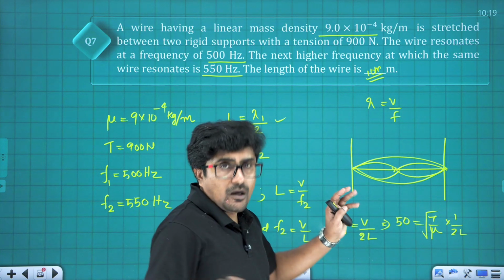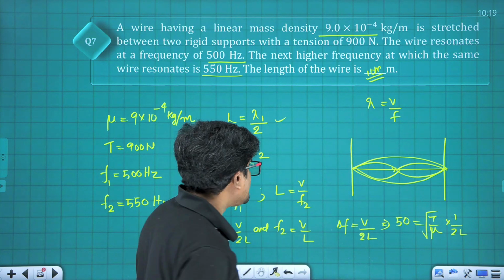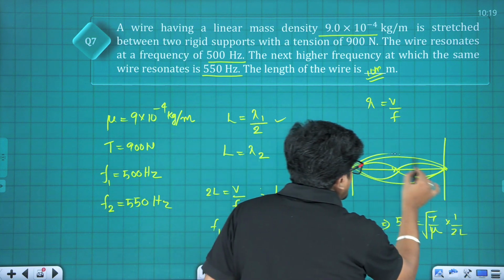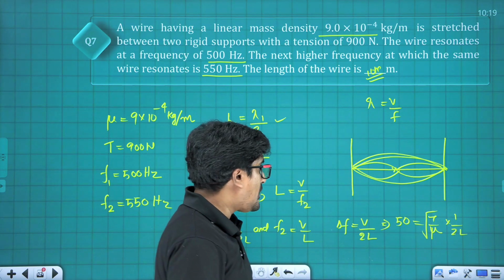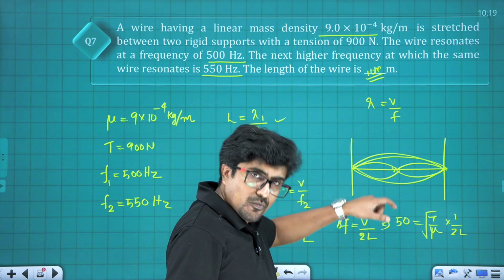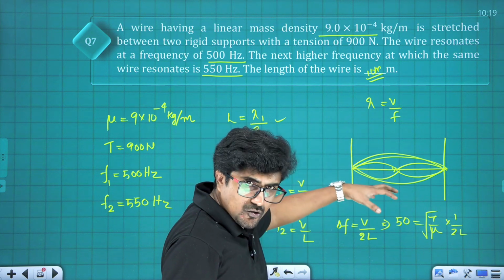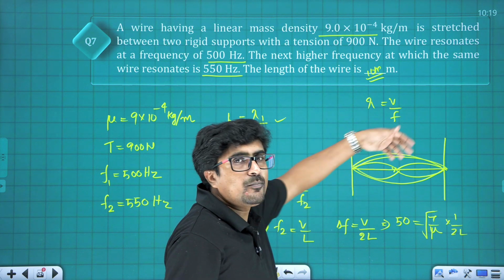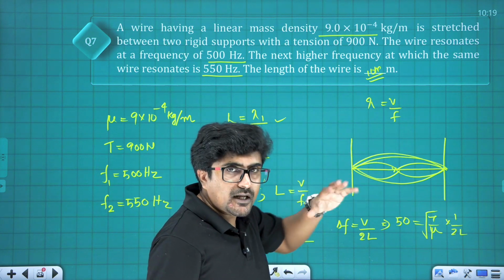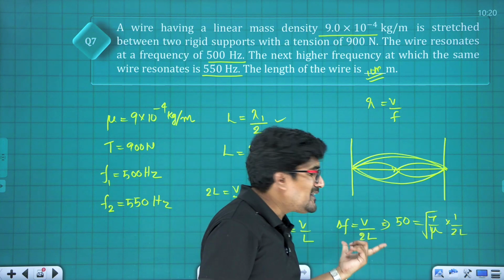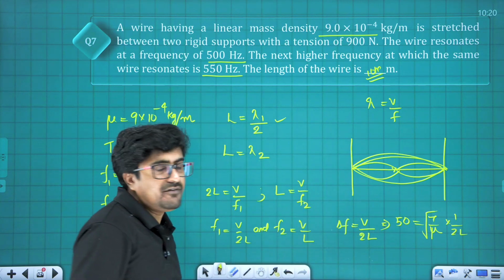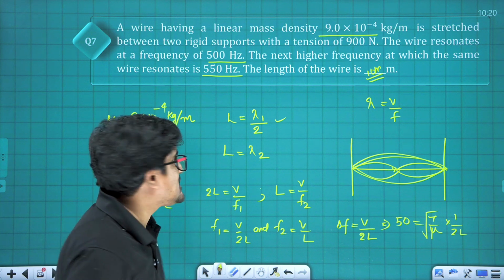Now let me come to the point. Here I started with the fundamental frequency. You can start with the first overtone also, or the second overtone, followed by the third overtone. That is the only thing you must understand here. In all cases, delta F is going to be V divided by 2L. So that was the key concept here.